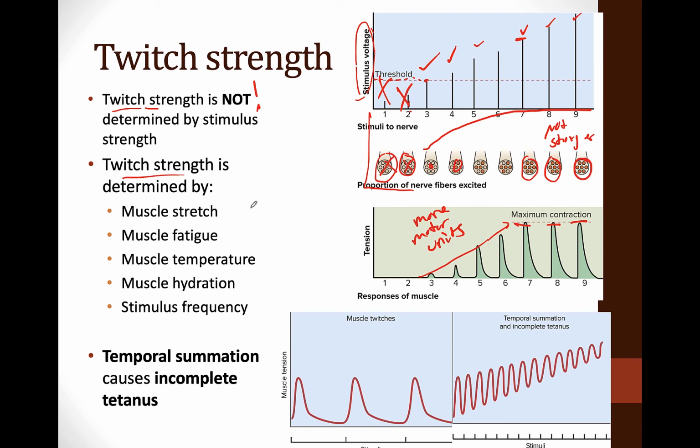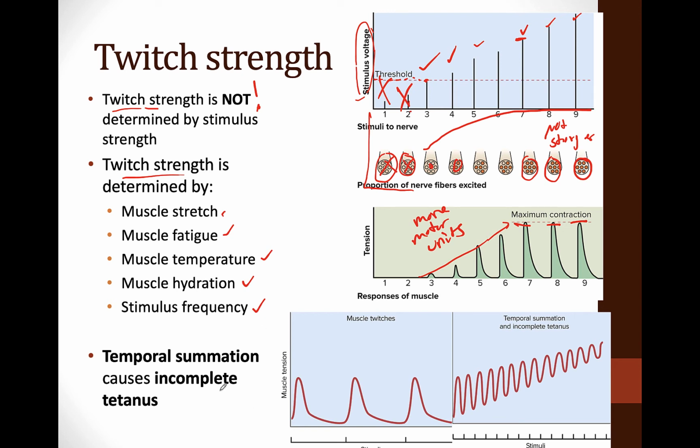And twitch strength can be determined by a lot of different things. How stretched out is the muscle? Is the muscle already tired? So if you just ran a marathon, you probably aren't going to be doing squats at the strength you would if you hadn't been running. Temperature. So a cold muscle is not going to contract as strongly as a muscle that's been warmed up a little bit. How hydrated is your muscle? So if you're dehydrated, you're not going to have as much transport of energy throughout your body. Muscle's not going to contract as well. And the stimulus frequency. So how often the stimulus occurs is also going to contract the muscle harder.